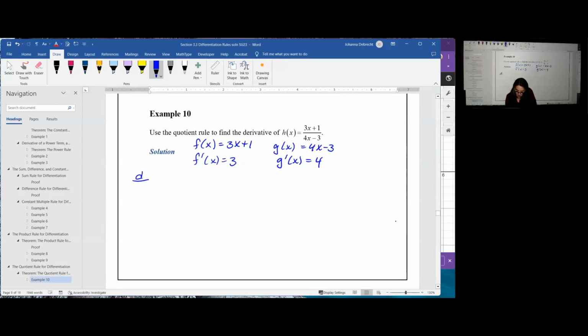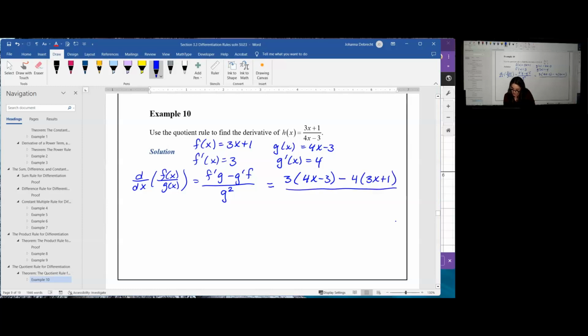Now, the derivative of the quotient of f with g becomes the following. F prime g minus g prime f divided by g squared. Let's write it out. The derivative of f is 3 multiplied by the g function 4x minus 3, minus the derivative of g, 4, times the f function 3x plus 1, all divided by the denominator function squared.